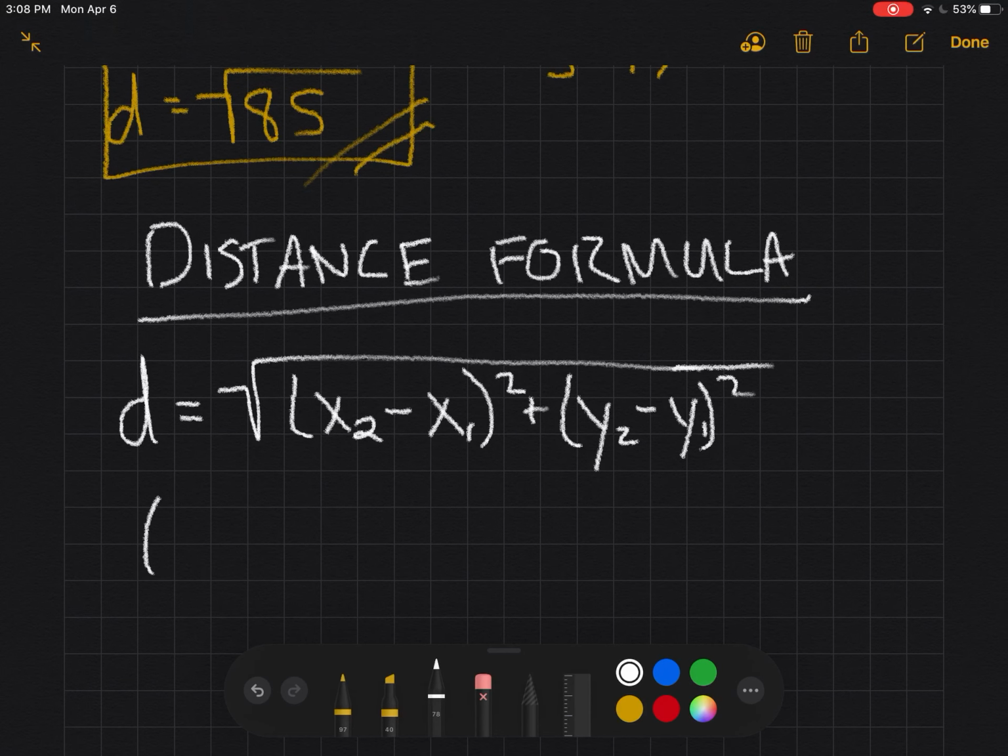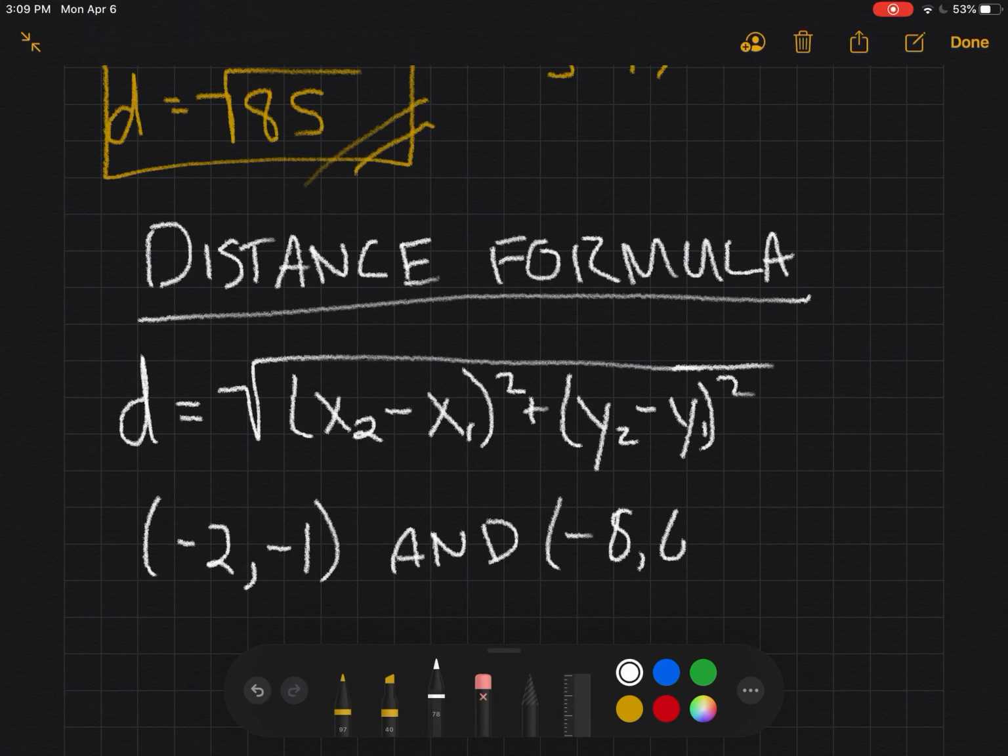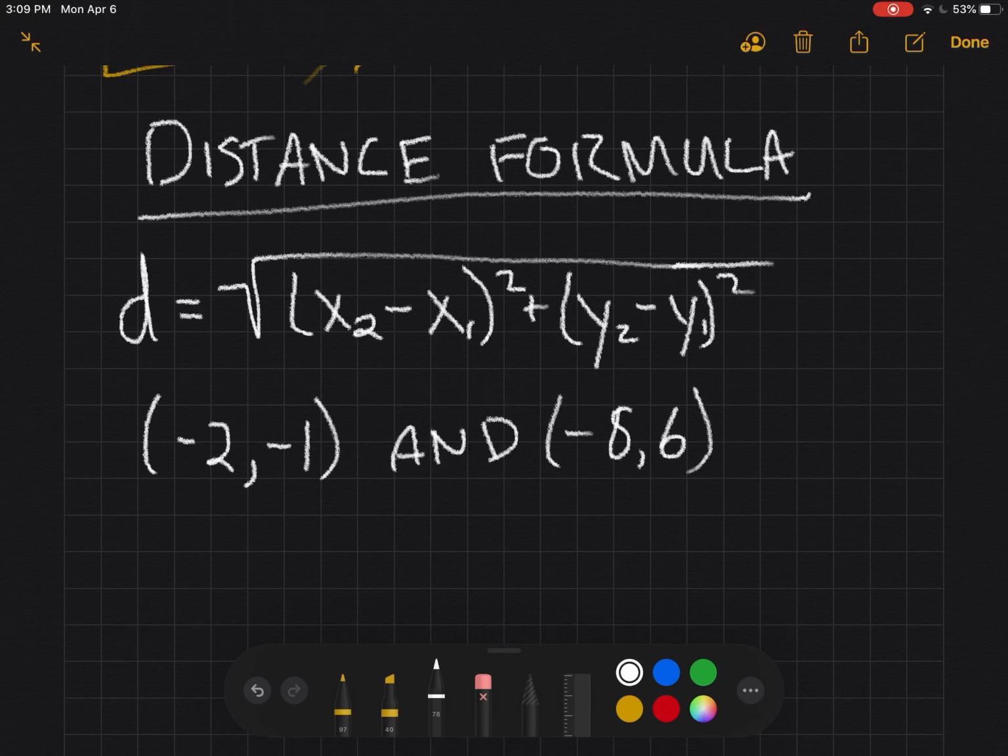So if we get the answer square root of 85, we know we're doing it right. We know that this formula works. So let's say we're going to use these 2 points, -2, -1, and -8, comma 6. Let's see what we can do here.